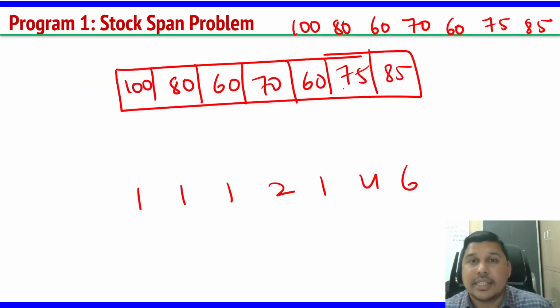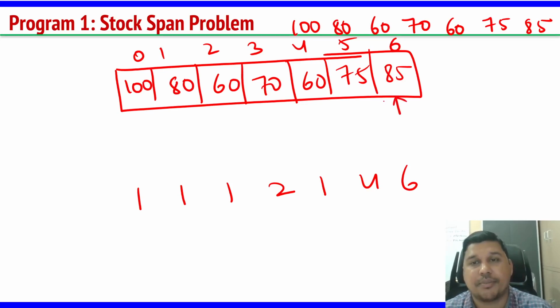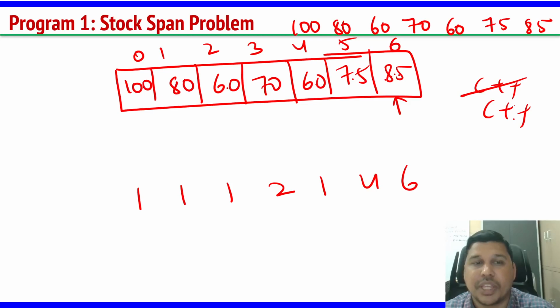If you observe here, let me write the indexes also. If I start iterating from this index, check if 75 is less than 85, you increment the counter. Then 60 is less than 85, counter++ again. 70 is less than 85, counter++. 60 is less than 85, counter++. 80 is less than 85, counter++. 100 is less than 85? No. Whenever it stops, you stop the iteration and fill the value here.